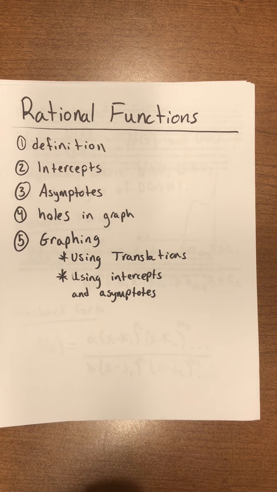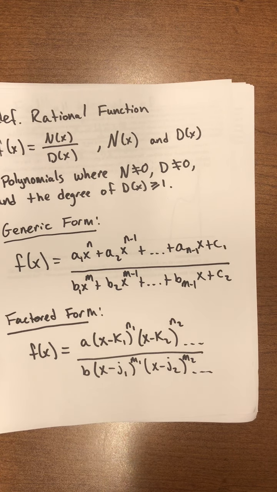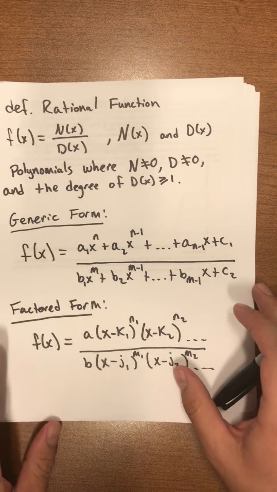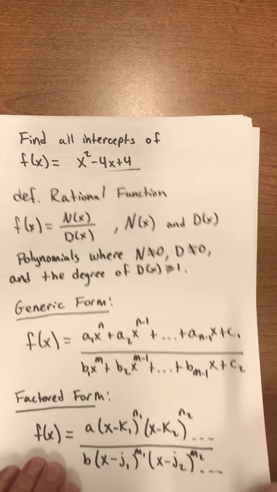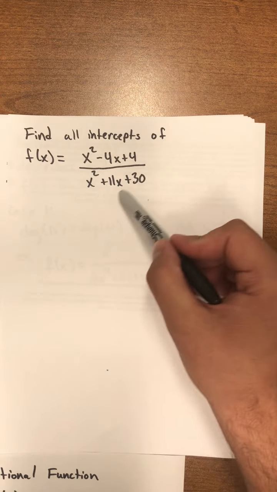Okay, we're going to talk about rational functions. We're going to go from the definition all the way to graphing. So the definition, let's look at the example first. So here's what a rational function looks like.